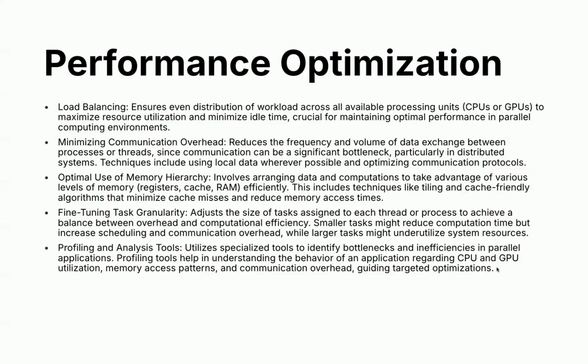Fine-tuning tasks granularly is also very important. So adjusting the size of the task assigned to each thread or process to achieve a balance between overhead and computational efficiency is a very good thing to do. Smaller tasks might reduce computation time, but increase scheduling and communication overhead, while larger tasks might underutilize system resources.